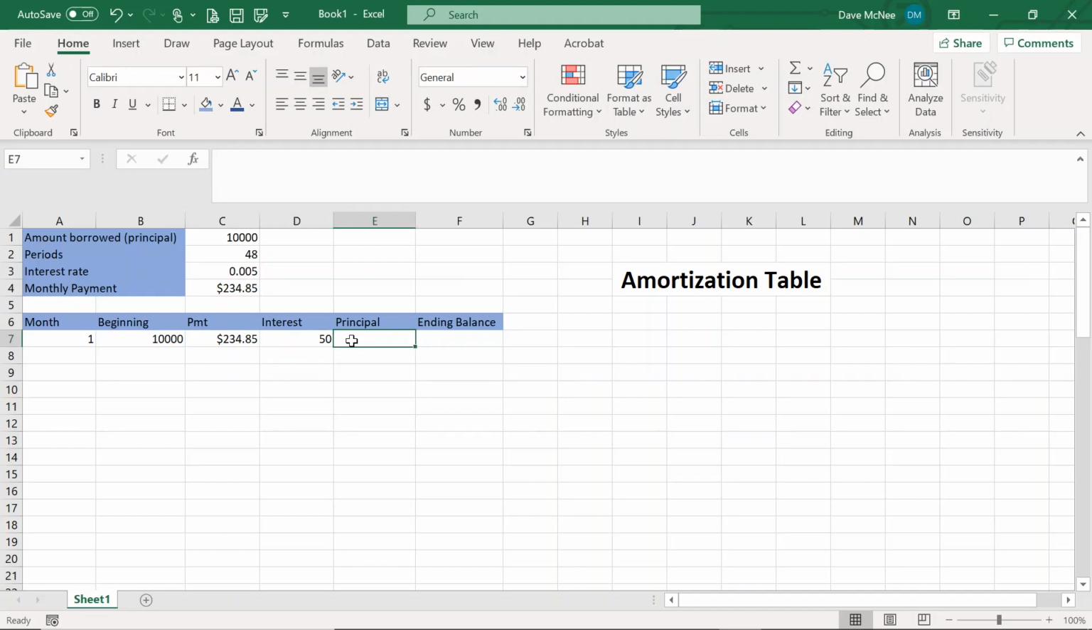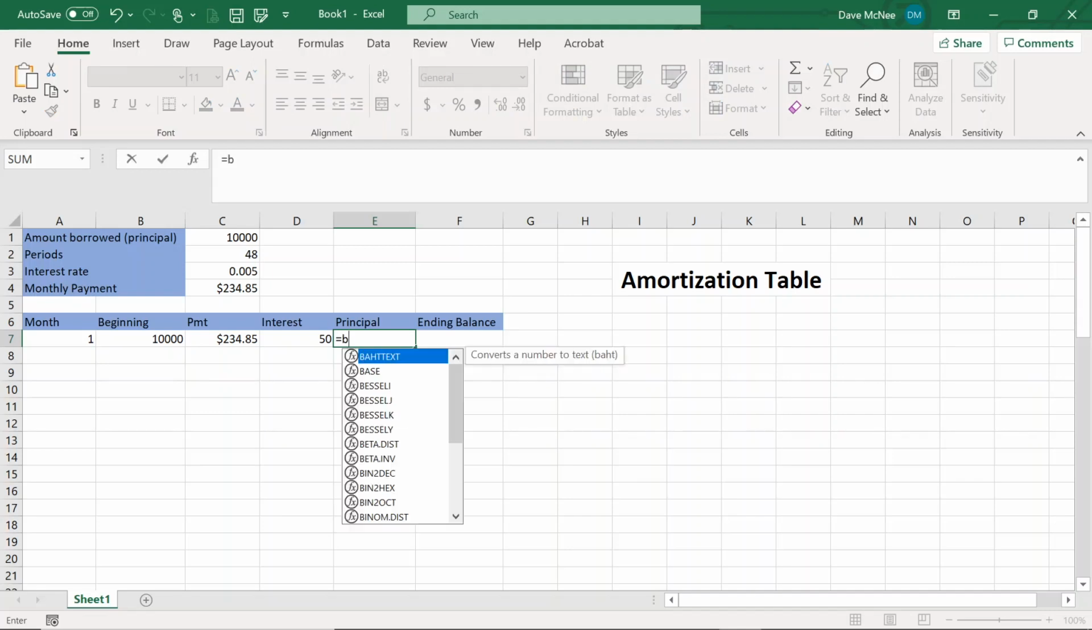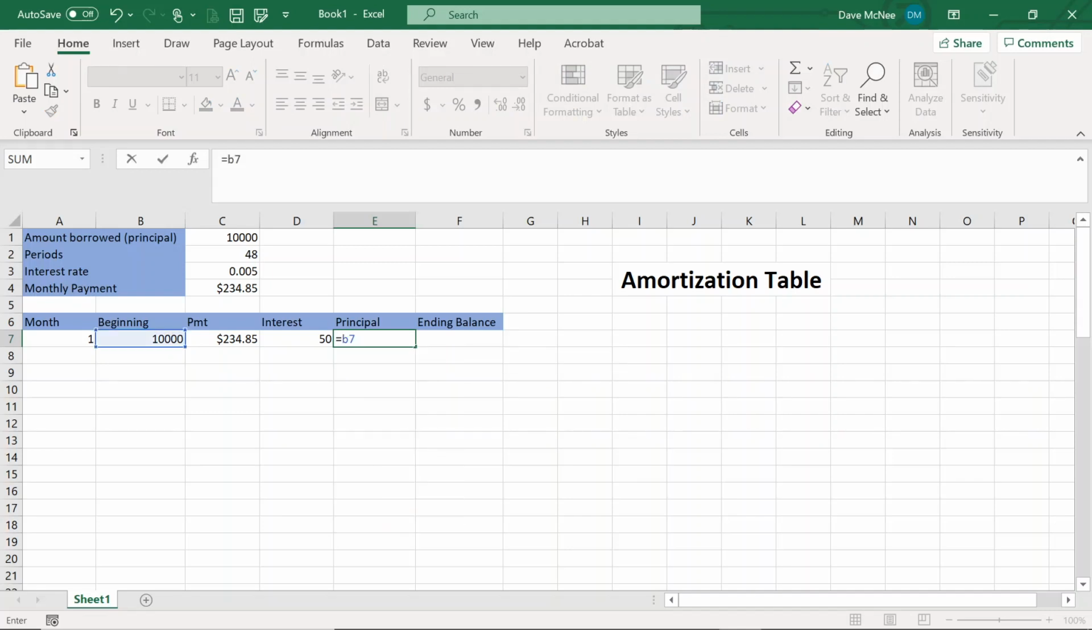Principal, that's in column E. So how much of the actual amount that we borrowed have we paid off? Well, we started off with $10,000, which is in cell B7. That's our beginning amount. And then we're going to subtract, sorry, not B7. Principal is the amount of our monthly payment that is going to paying off the balance. So what was our monthly payment? Well, that's C7, so equals C7. Take away the interest you just paid, which is D7, and there we go, $184.85 of my $234 payment went to the principal.